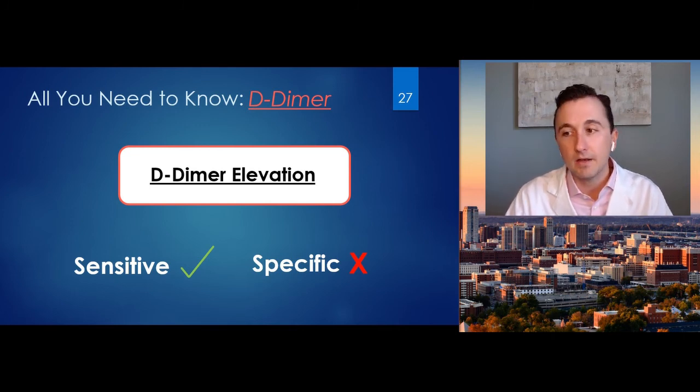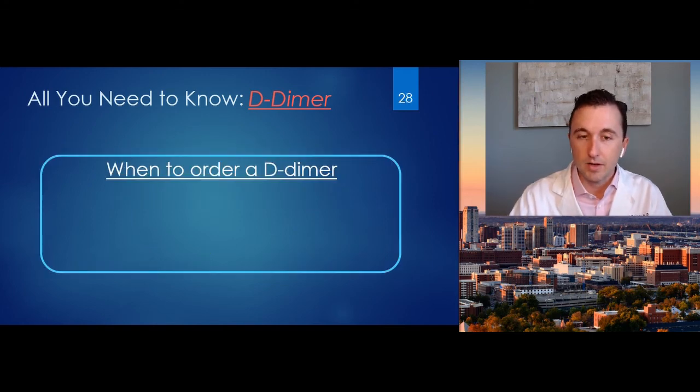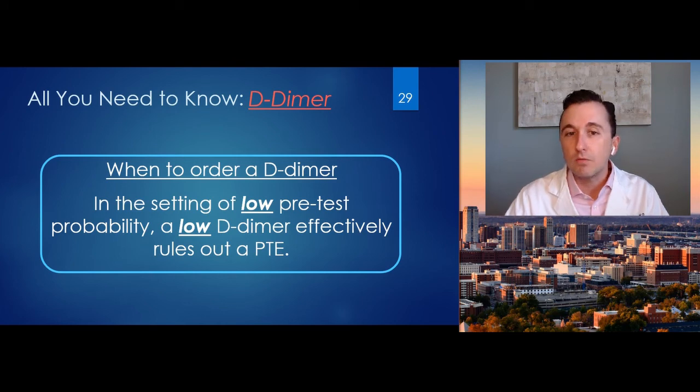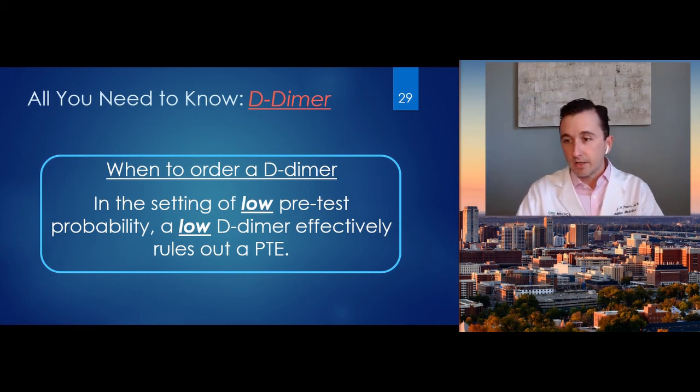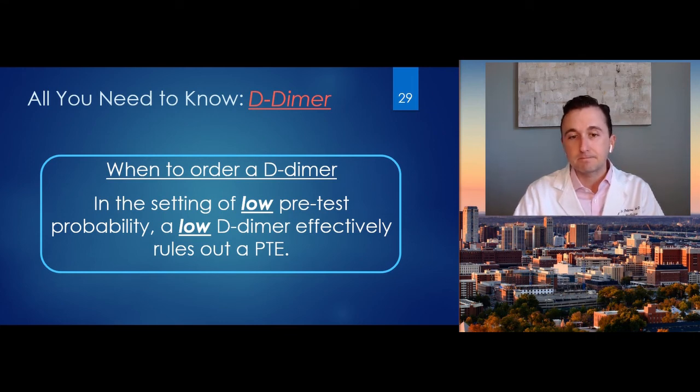So because of that, there are only certain clinical situations in which it's actually helpful. So the key take-home pearl here is knowing when to order the D-dimer. In the setting of low pretest probability, a low D-dimer effectively rules out a PTE. In other words, if you feel fairly strongly that the patient does not have a PTE, but you really want to be sure, then a low D-dimer is reassuring and effectively rules out a PE.